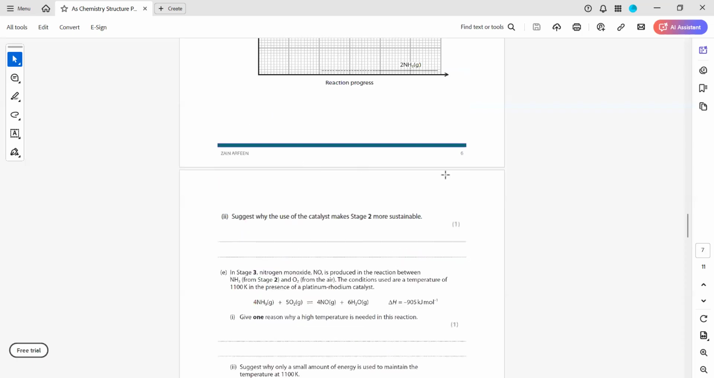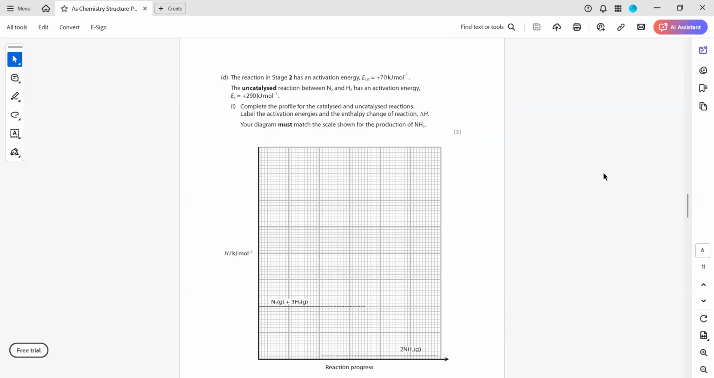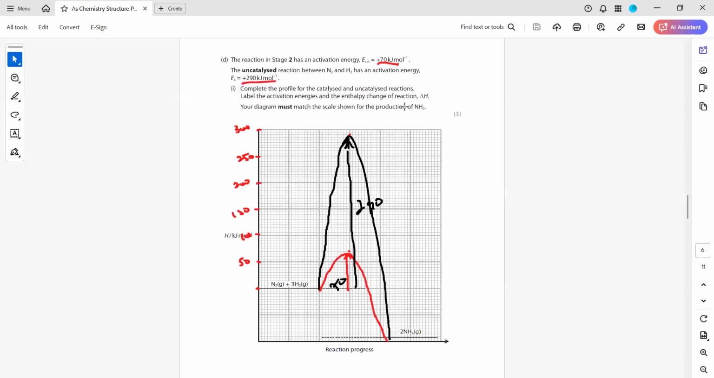The next one asks: suggest why the use of a catalyst makes stage 2 more sustainable. So it's related to the sustainability of a reaction. The sustainability of a reaction refers to how much energy you consume. Because when we use a catalyst, the same reaction can be carried out at a low temperature, which reduces the cost and reduces the consumption of energy, so it makes it more sustainable.